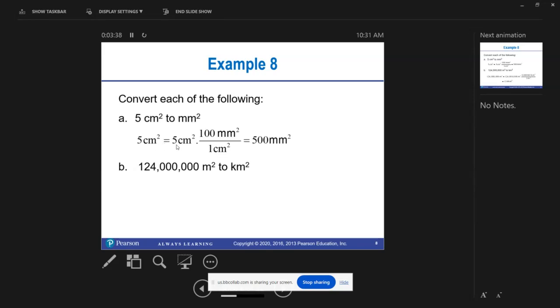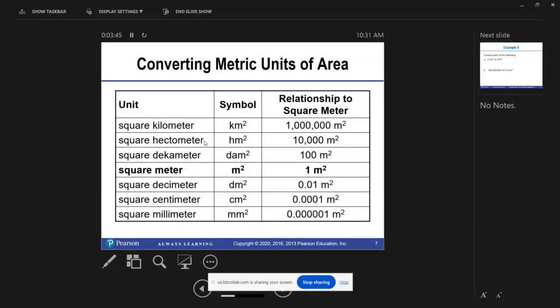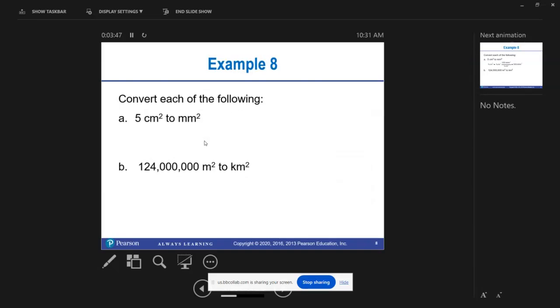So we know that 5 square centimeters is what we're converting, and when we look at our chart back here, we have 100 square millimeters would be equal to 1 square centimeter. So I would multiply. Remember, you want your same units to be able to cancel out. So the 1 square centimeter needs to be in the bottom of the fraction so that your square centimeters will cancel out. That leaves you with 5 times 100, which would be 500 square millimeters.